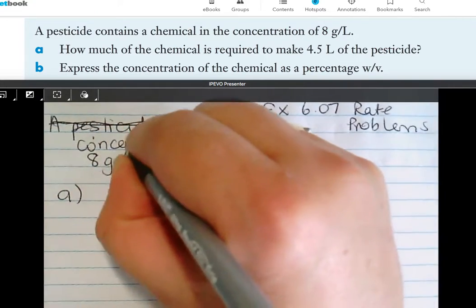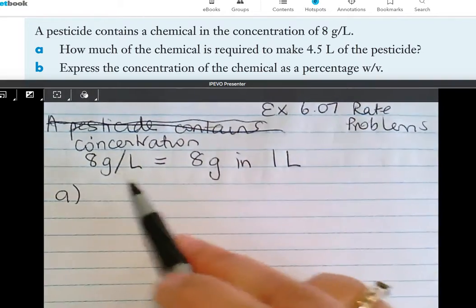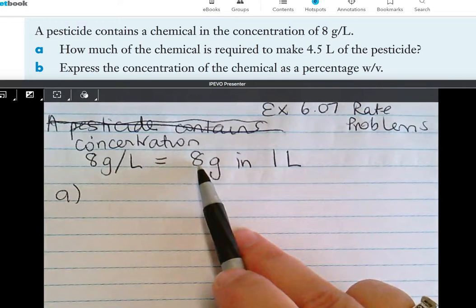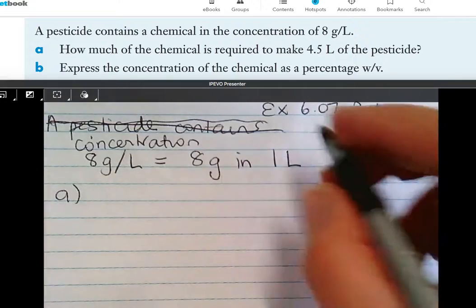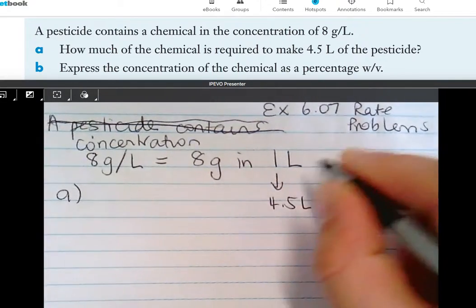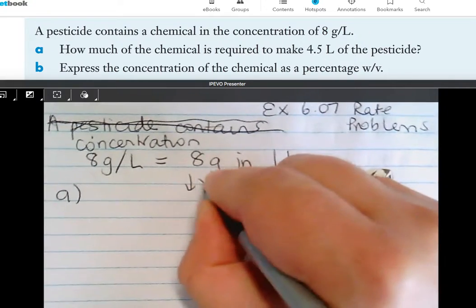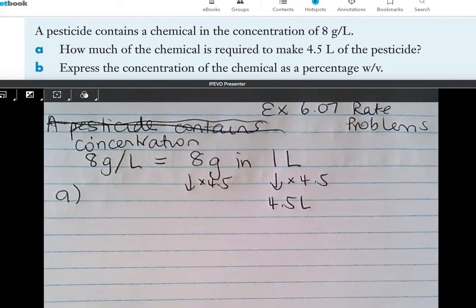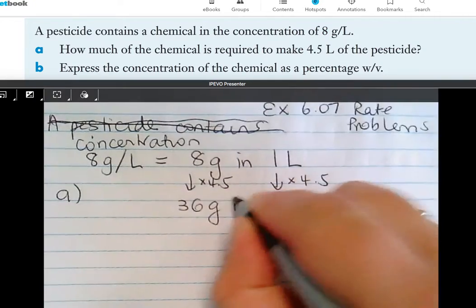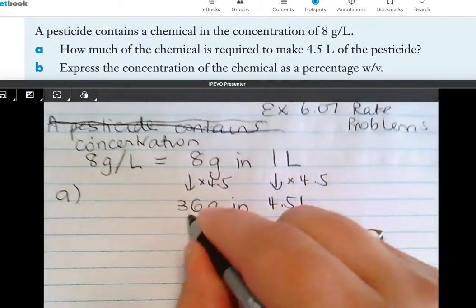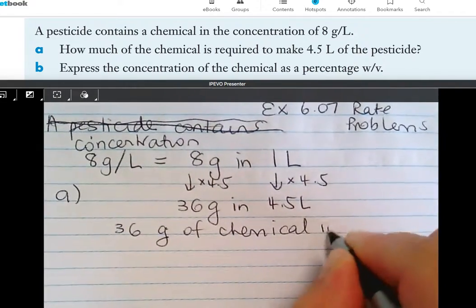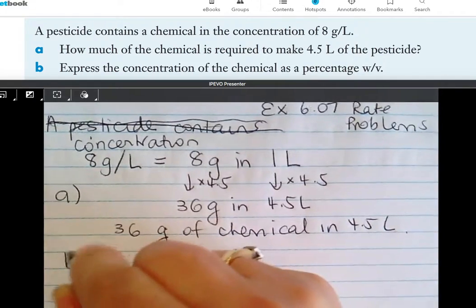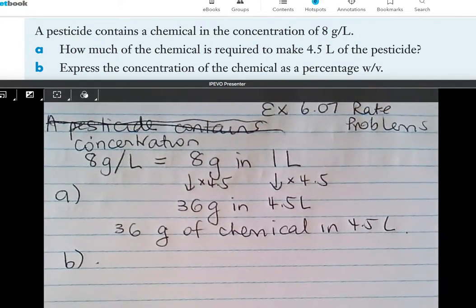The concentration of the chemical is 8 grams per litre. That means there's 8 grams of chemical in 1 litre. If you want to know how much chemical in 4.5 litres, we have to times by 4.5. So 8 times 4.5 is 36 grams. So we've got 36 grams of chemical in 4.5 litres.